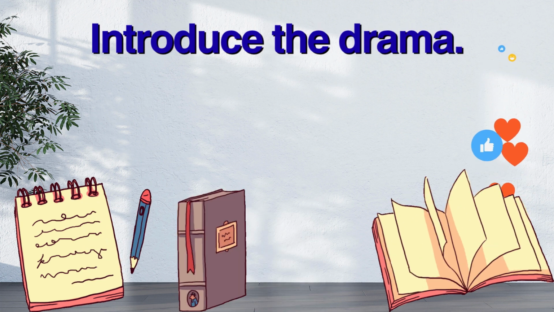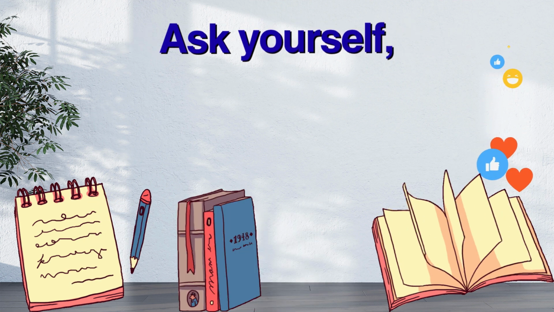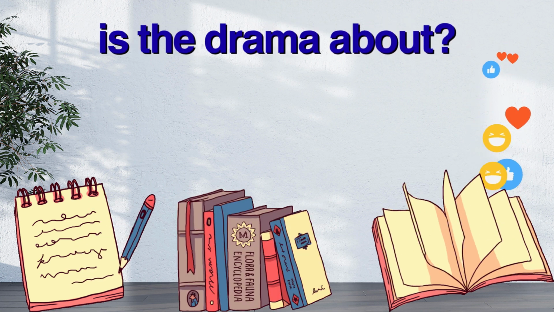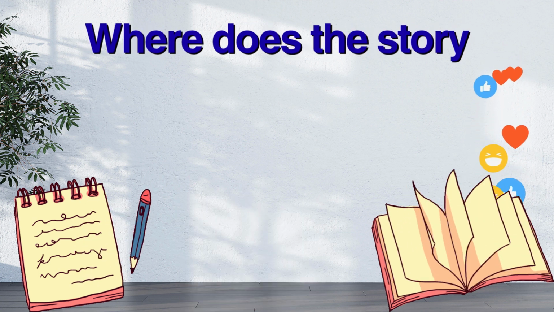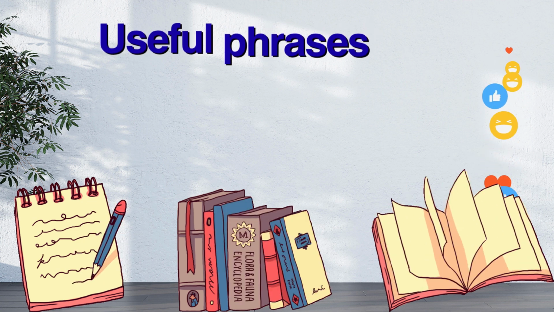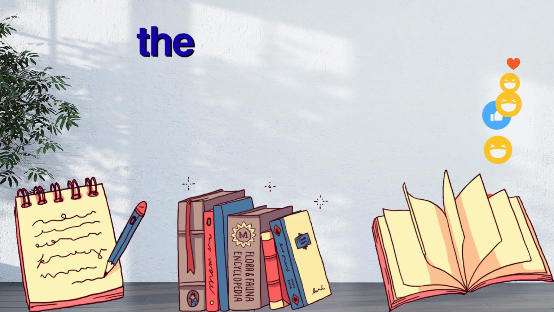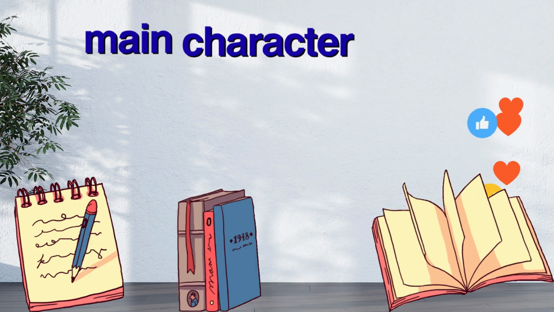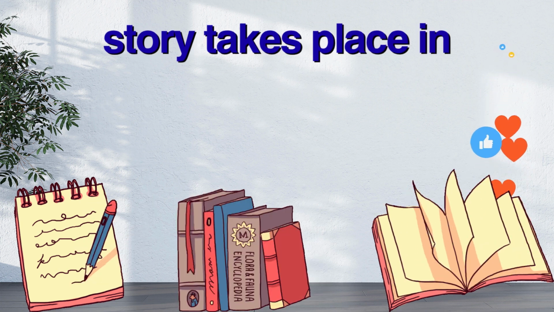Introduce the drama. First, tell the listener the basic information. Ask yourself, what is the drama about? Who is the main character? Where does the story take place? Useful phrases. This drama is about. It's the story of. The main character is. The story takes place in.